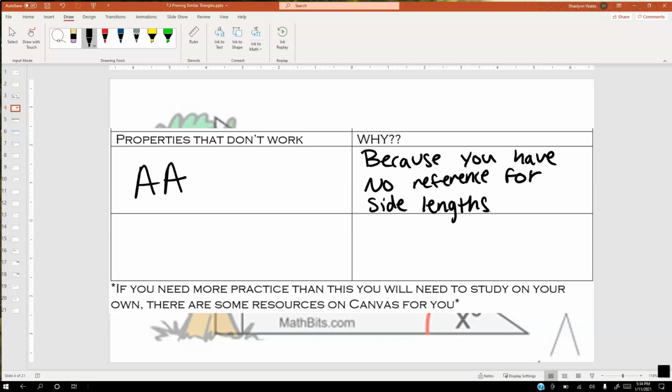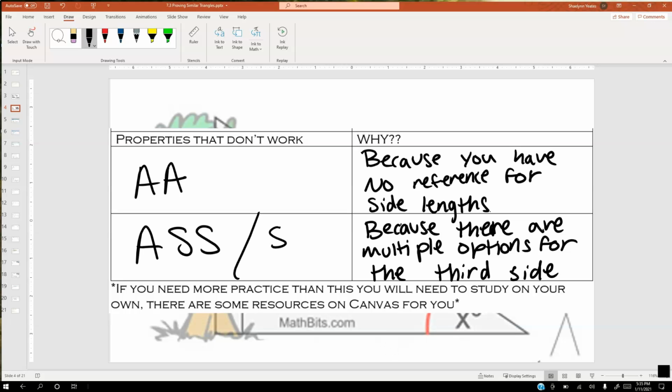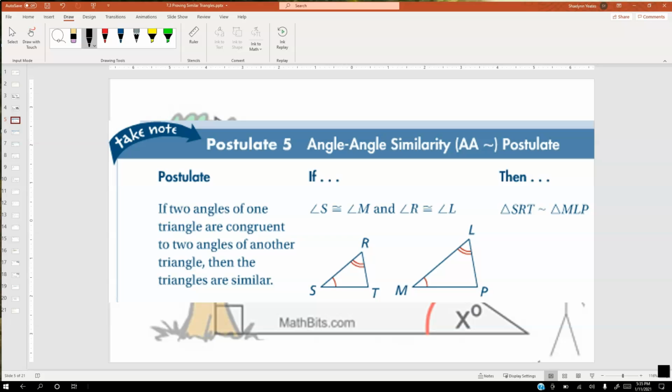Okay, another one is angle side side. And the reason for this is because if the angle is not, because there are multiple options for the third side. And just so you know, most of the time it's written this way. I think it's silly. It doesn't really matter.